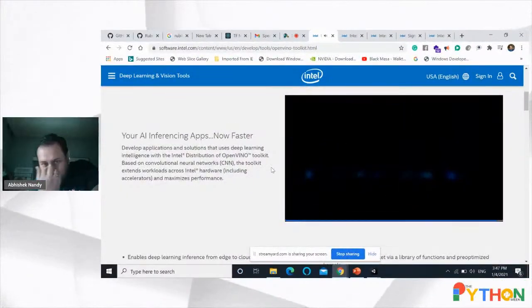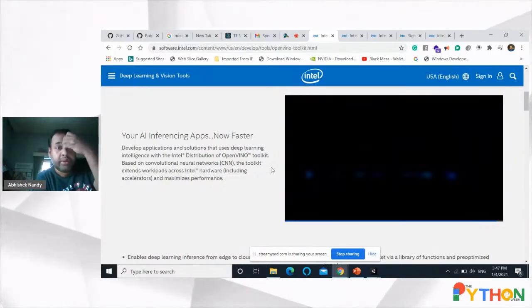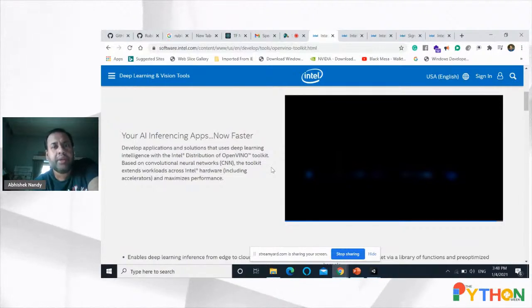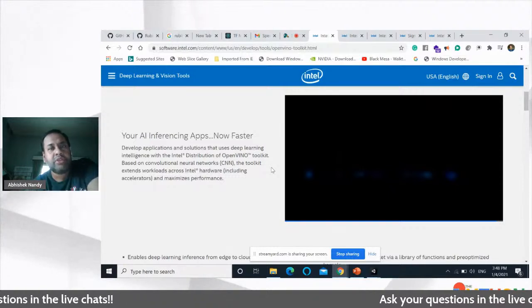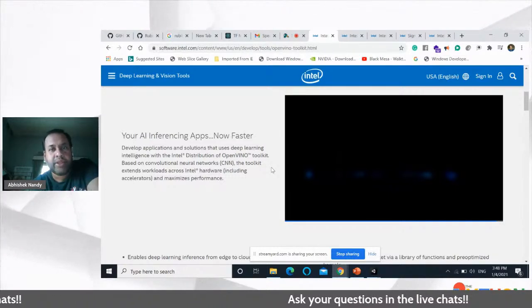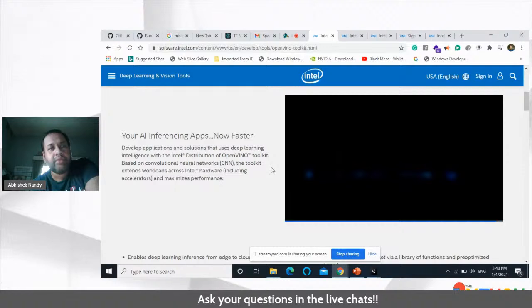Okay, so that was a small introduction to OpenVINO. You can just go to this particular website and get the information, and it's completely free. And one of the tools that I've already mentioned, the OpenVINO toolkit, why I'm emphasizing this is that it's a complete computer vision solution with a lot of examples, and you can get started with it completely free.